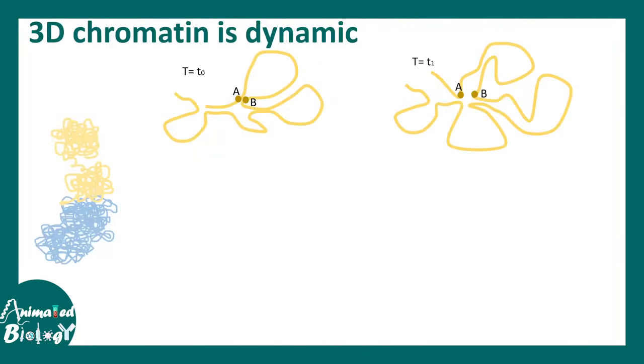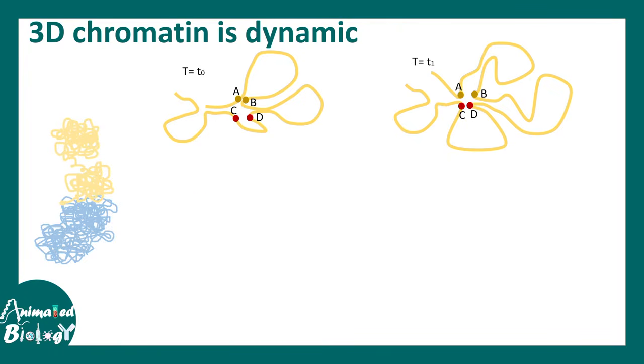But let me tell you that if this is a 3D chromatin, the chromatin is really dynamic. At time t0, let's say points A and B are close together, but at time t1, they might be far apart. Think again about time t0, there might be two points, C and D, which are far apart. Now at time t1, they have come closer. So all these new contacts are built and old contacts are resolved. That is why 3D chromatin is highly dynamic.